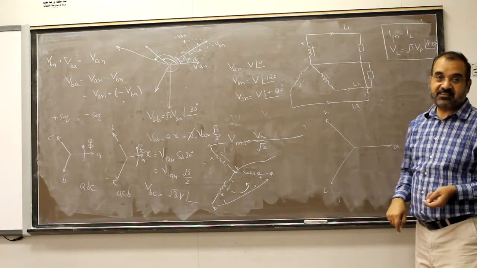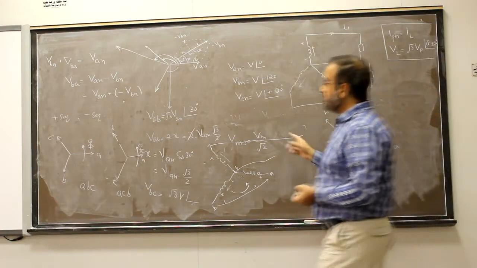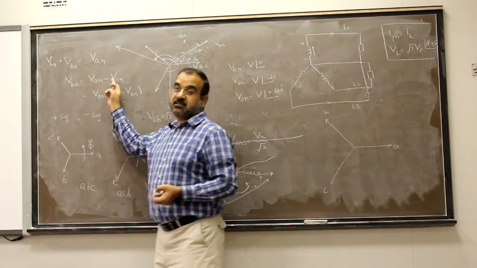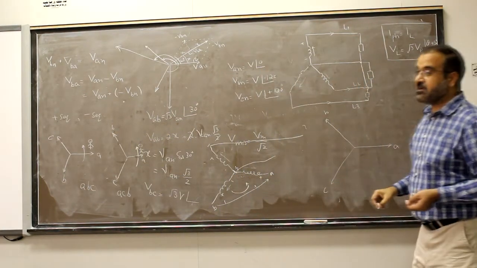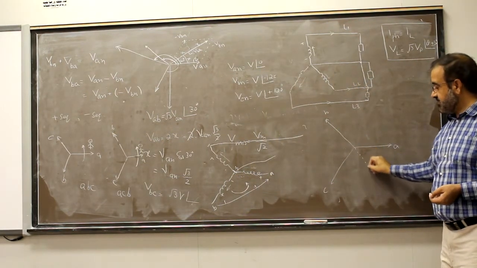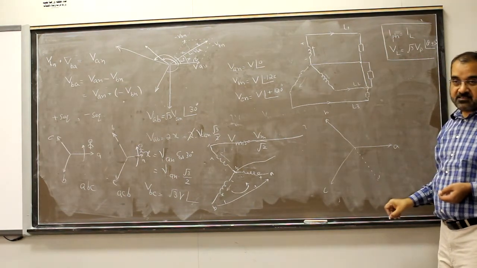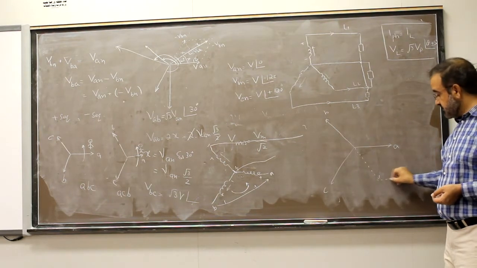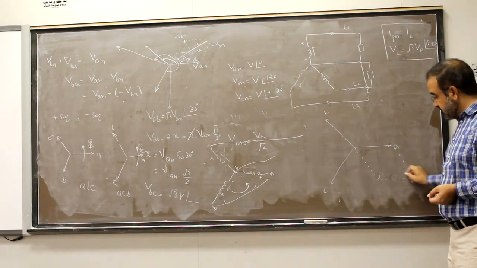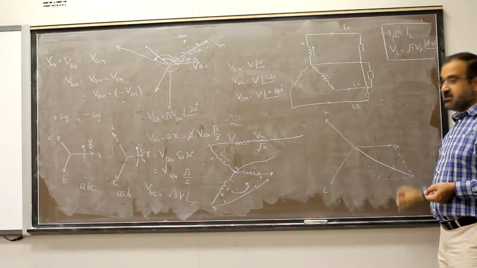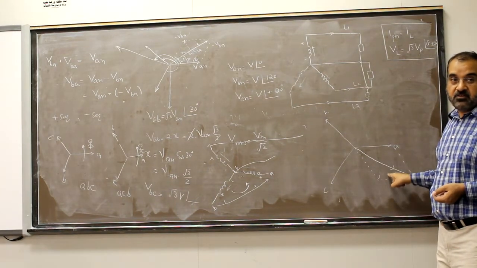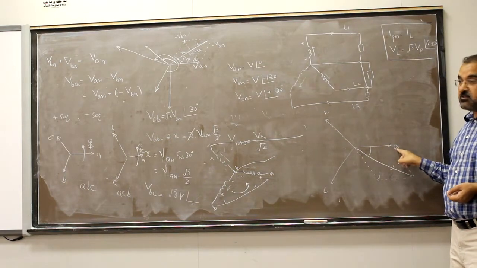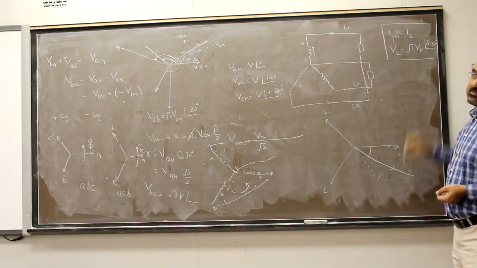What is the equation? V_AB is equal to V_AN minus V_BN. The minus V_BN will be where? On the negative side, this one. So when I find the resultant of these two, we should add minus 30. This will be the resultant. So here, instead of plus 30 degrees, for the negative sequence it will be minus 30 degrees.